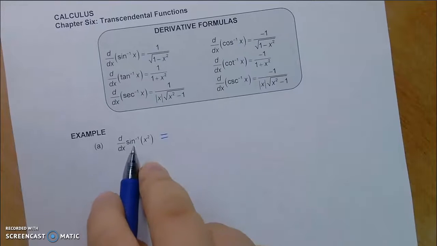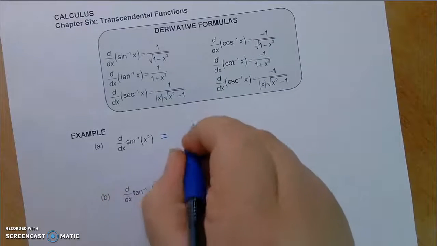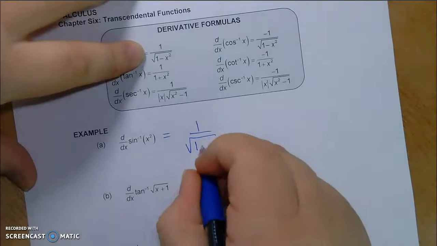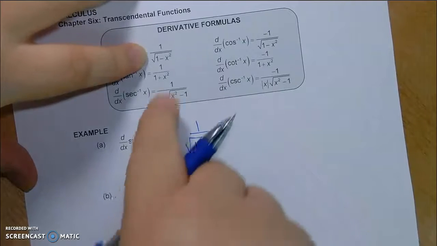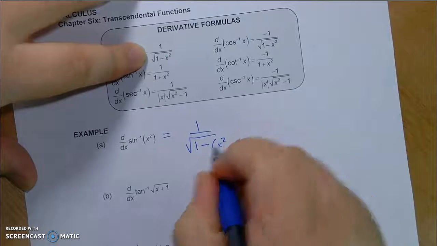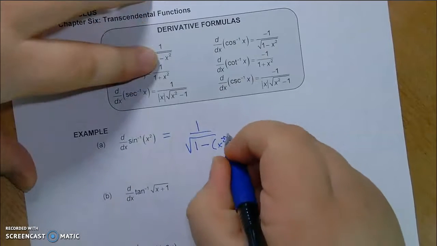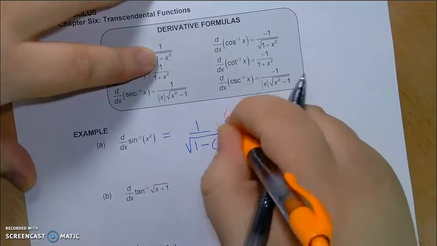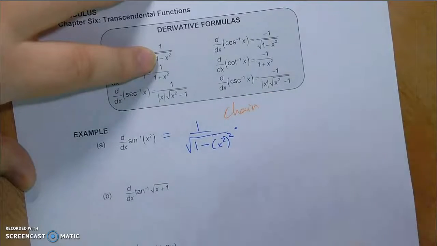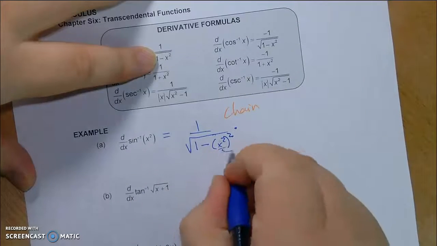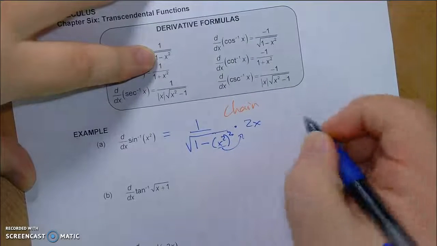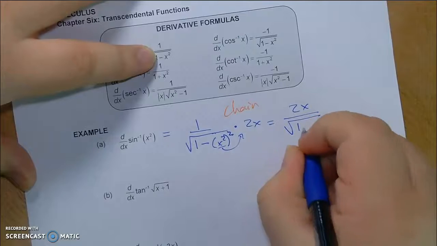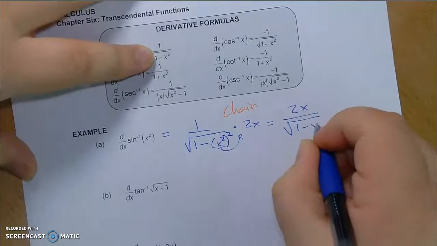The derivative of the inverse sine of x squared is 1 over, so we're using this formula here, the square root of 1 minus, now we're going to take this inside, put it in there, so we have x squared, that was the inside, then we're going to square it. Then, yep, you guessed it, chain rule. And we're going to chain x squared into 2x. So we get 2x on top, square root of 1 minus, what is x squared squared? That's x to the 4th.